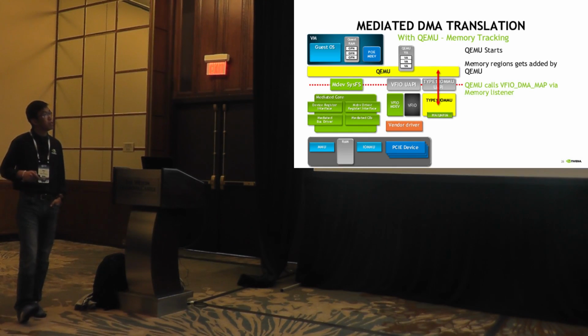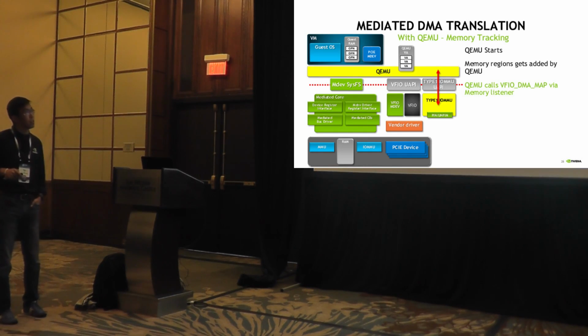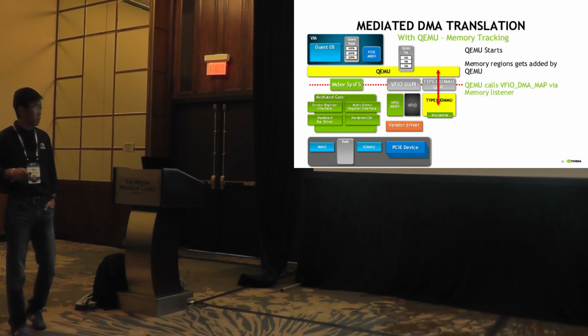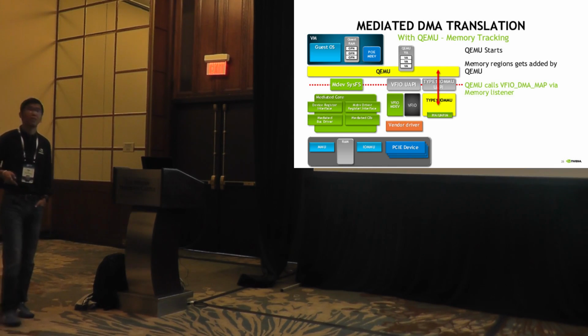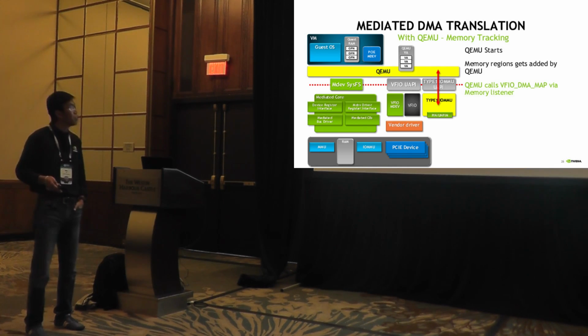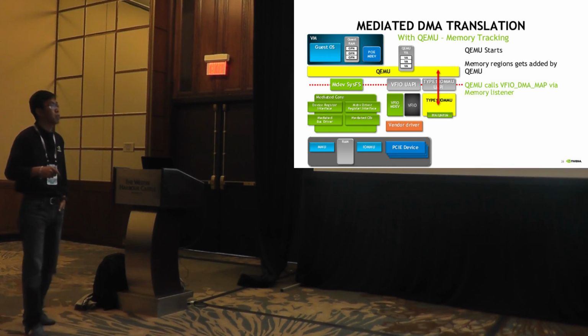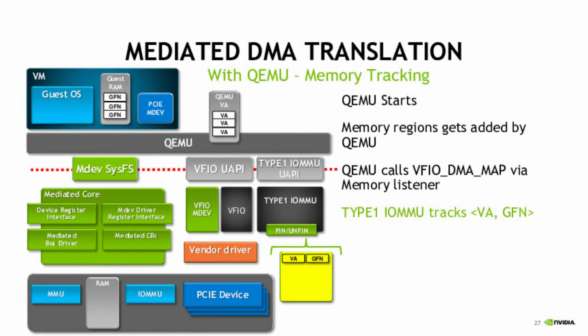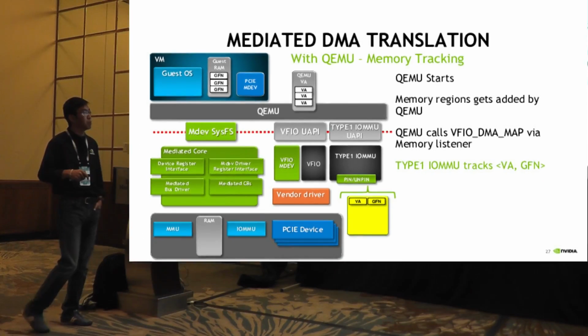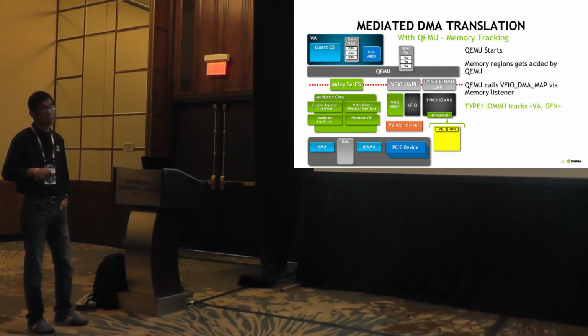One interesting point I want to make is it's not just guest physical memory. Device memory will also be added through this memory listener, but we are not going to abuse that information. Now QEMU will call this VFIO DMA map, but nothing gets mapped physically. We just build a table here. We track the mapping relation between the QEMU VA and a guest frame number.